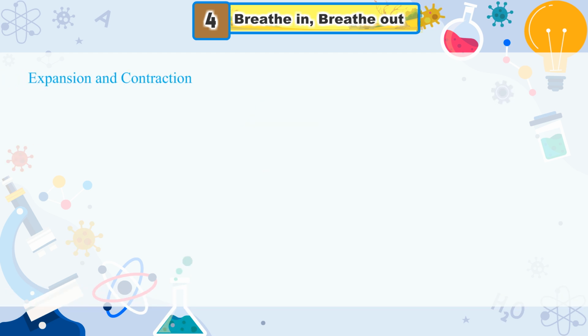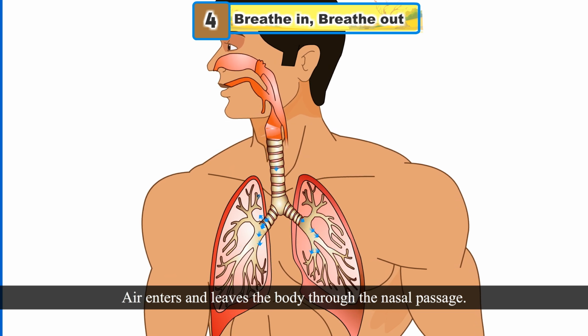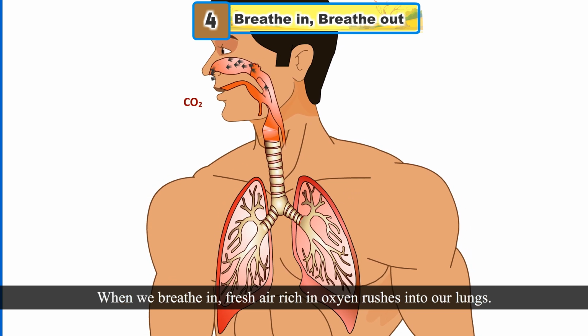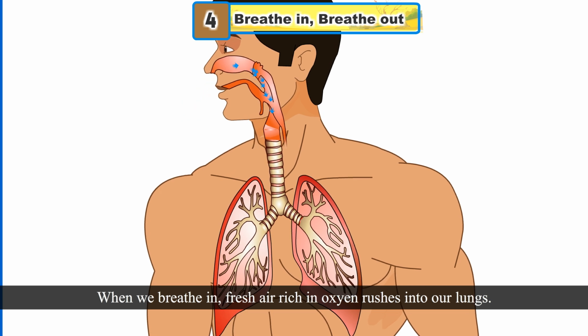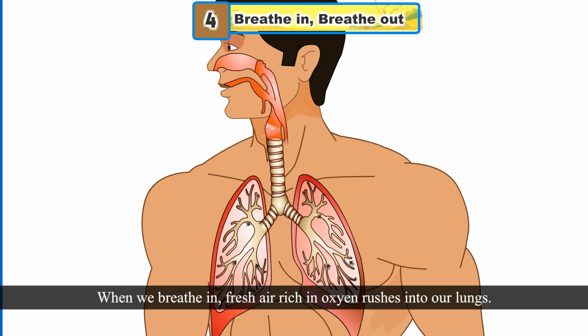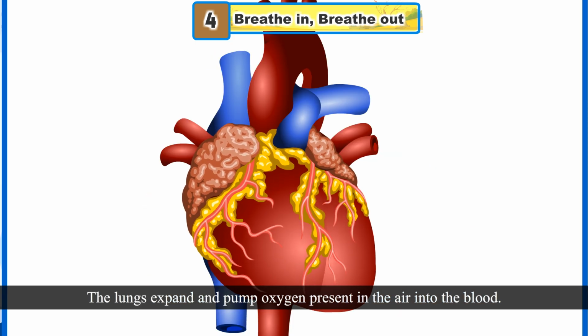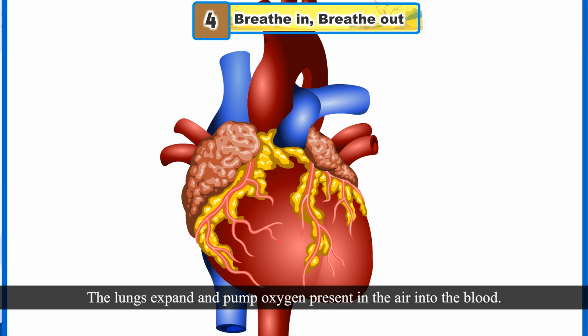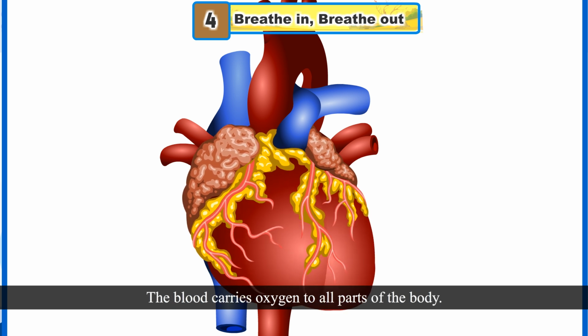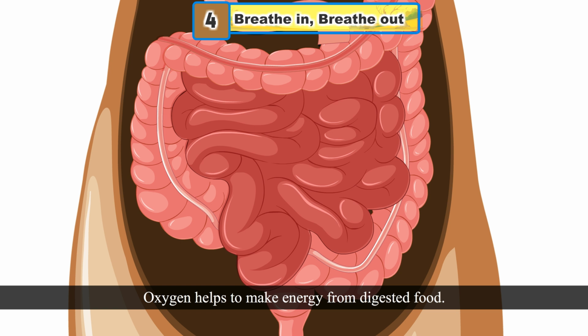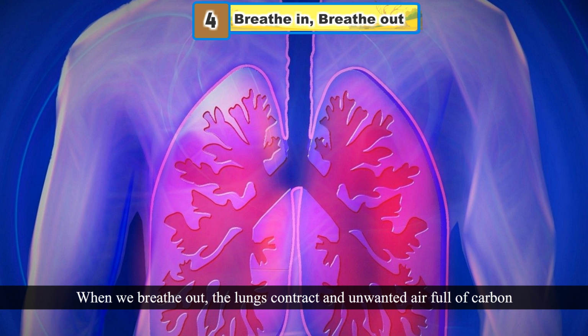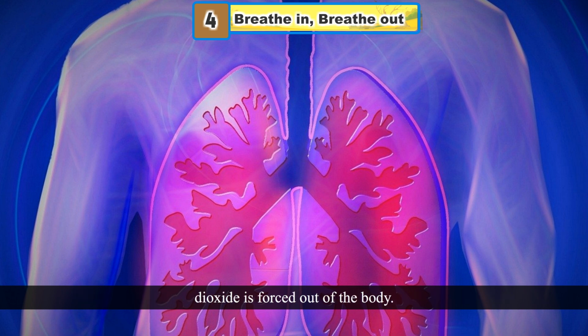Expansion and contraction. Air enters and leaves the body through the nasal passage. When we breathe in, fresh air rich in oxygen rushes into our lungs. The lungs expand and pump oxygen present in the air into the blood. The blood carries oxygen to all parts of the body. Oxygen helps to make energy from digested food. Energy is required by the body to perform various functions. When we breathe out, the lungs contract and unwanted air full of carbon dioxide is forced out of the body.